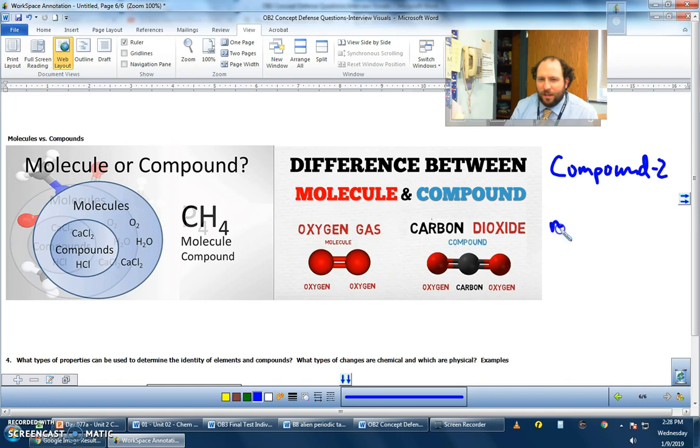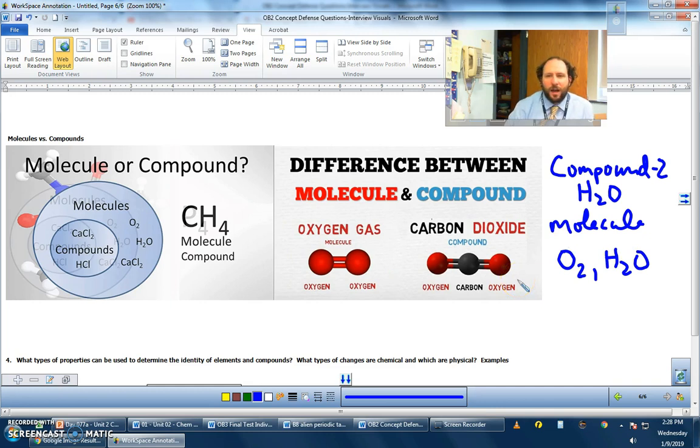So if I say molecule, this can be things like O2 or H2O, but only H2O is a compound. Again, because it's got to have two different elements. Just remember that a molecule is the smallest unit of a combined set of atoms. And in this case here, we have oxygen, we have water, but each individual one of these is referred to as a molecule. So, molecules versus compounds.